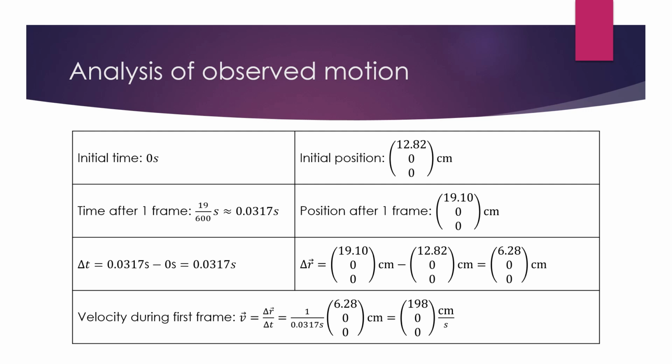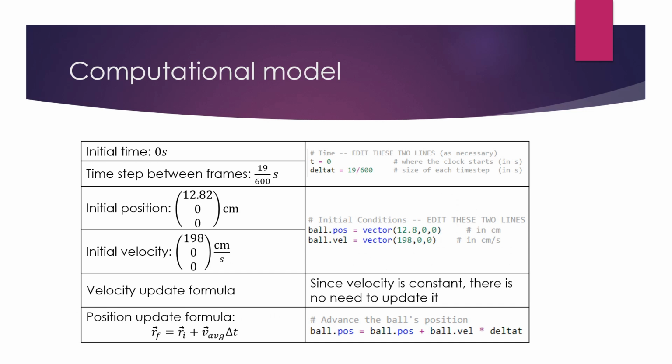centimeters per second. This section explains how I programmed the initial conditions and the update formulas in the computational model. From the analysis of the observed motion, the initial time was 0 seconds and the time difference between frames is 19 divided by 600 seconds. In the code, this was programmed by setting the variable t, which tracks the time, to 0, and by setting delta t, which is how much to advance the time by after each frame, to 19 over 600 seconds.